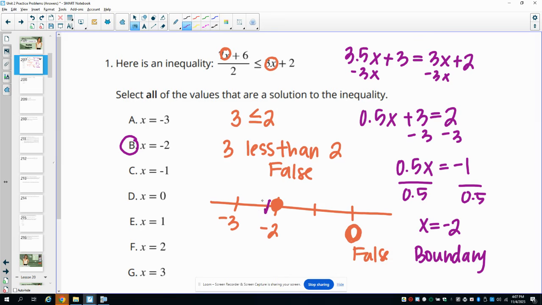So what that means is that all of these values are going to be part of the solution. So our solutions are numbers that are less than or equal to negative 2. So that means negative 3 is going to be a solution, but all of these numbers that are bigger than negative 2 are not solutions to this inequality.